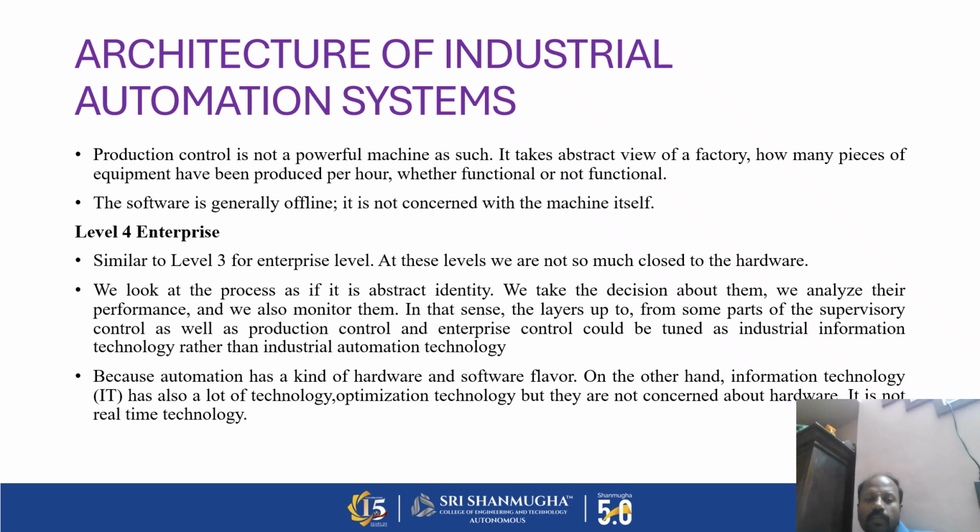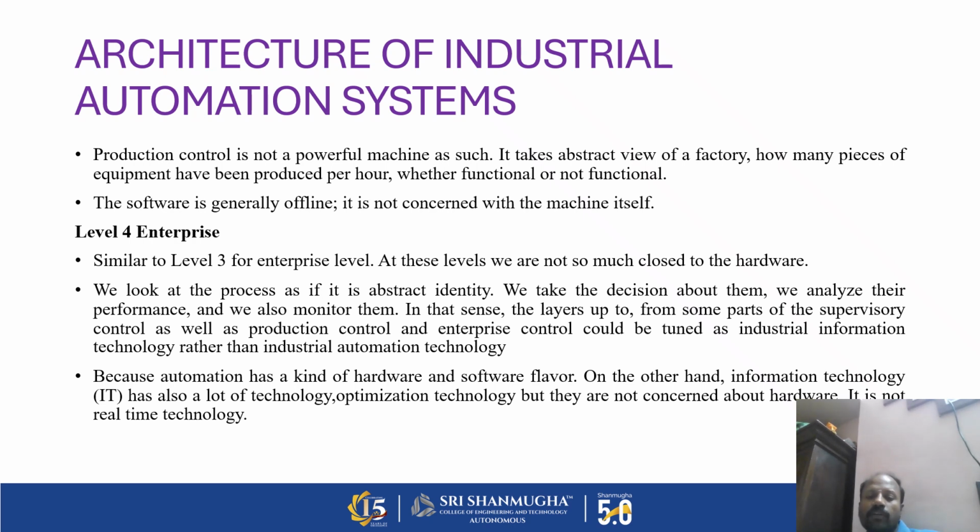Production control is not a powerful machine. It takes an abstract view of a factory: how many pieces of equipment have been produced per hour, whether functional or not functional. Thus, here the software is generally offline. It is not concerned with the machine itself. Next is the fourth level. It is similar to the third level.